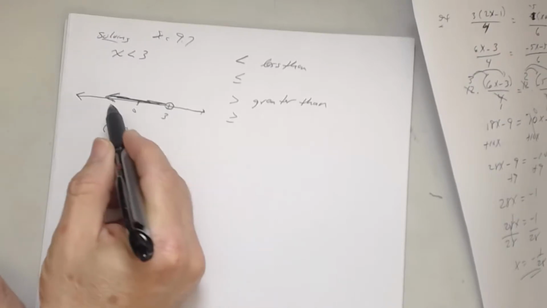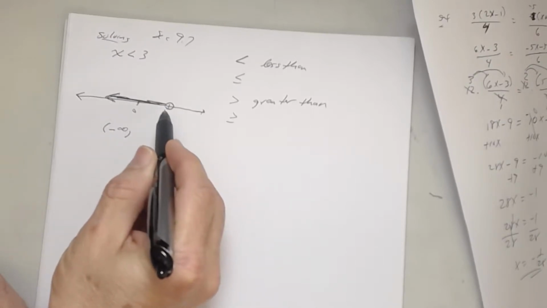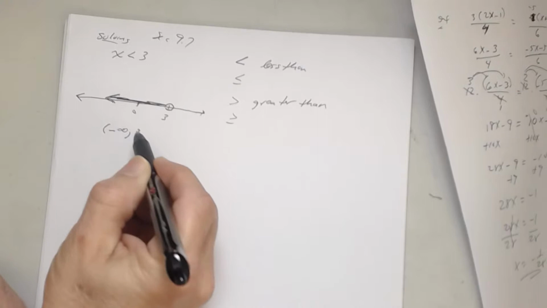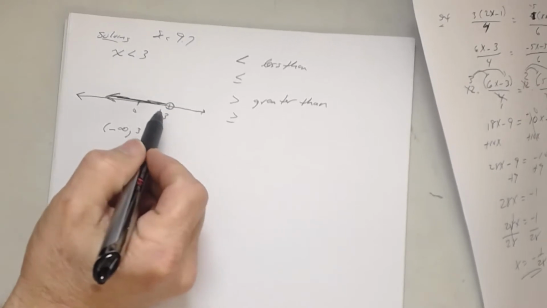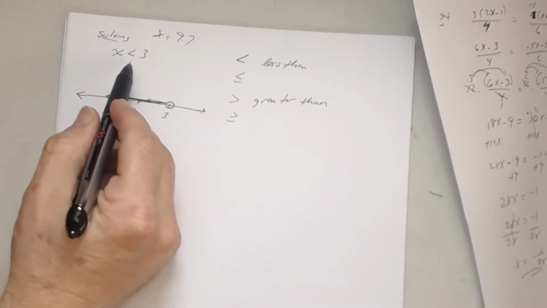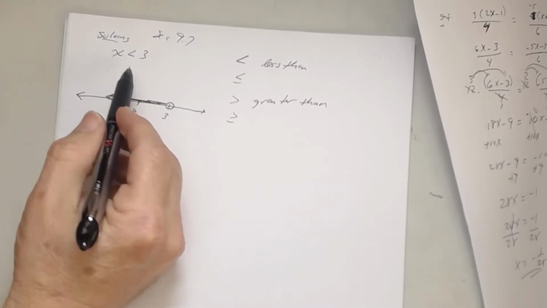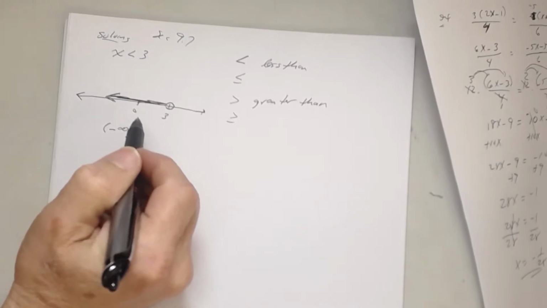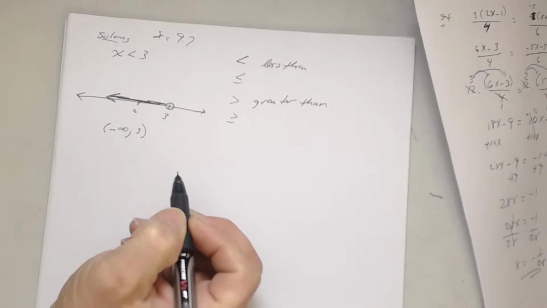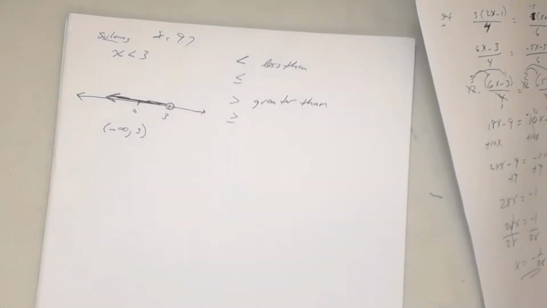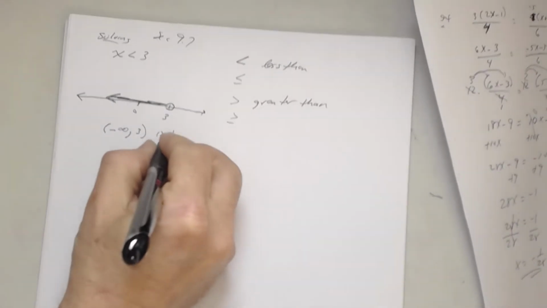Comma, all the way to what number? 3. I cannot use a bracket on 3 because 3 is not a solution. Is 3 less than 3? No. So that's why it's an open circle. 3 is not less than 3, right? 3 equals 3. So since there's no equal sign, you're going to use parentheses. All right. So there's your interval. So this is interval notation right here.